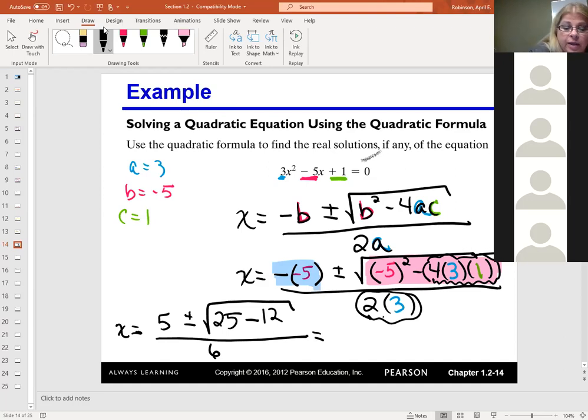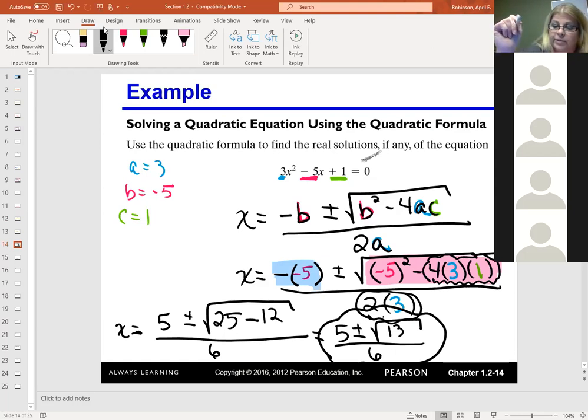I'm going to keep going. This is going to be 5 plus or minus the square root of 25 minus 12 is 13, all over 6. And I'm going to guess that my math lab is going to want you to leave it like this. 13 is a prime number, and I can't simplify it. Maybe the example I have later will, but so that's your answer. That'll be a pain in the butt to type into my math lab, but I'm going to show you some of that too, in my video so you can see how to do it.